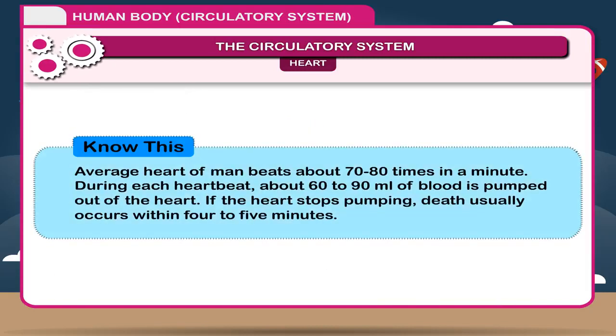Know this. The average heart of a man beats about 70 to 80 times in a minute. During each heartbeat, about 60 to 90 ml of blood is pumped out of the heart. If the heart stops pumping, death usually occurs within 4 to 5 minutes.